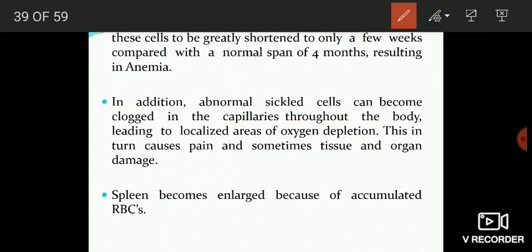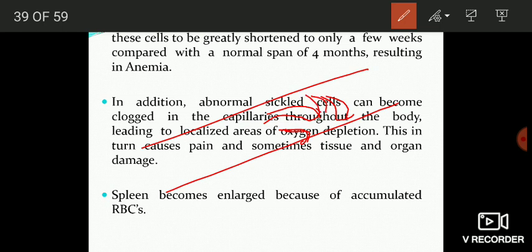Okay, जो sickle shaped RBCs होती है, because of their sickle shape, they become clogged. They cause clogging in the arteries. Okay, capillaries, they cause clogging, and because of this clogging, some parts of the body are not able to receive the oxygen. They feel oxygen depletion, and because of this oxygen depletion, they experience severe pain, and sometimes their tissues and organs get damaged. Okay, and one more manifestation of this mutation is that the spleen of those patients becomes enlarged because of accumulated RBCs which are sickle shaped.